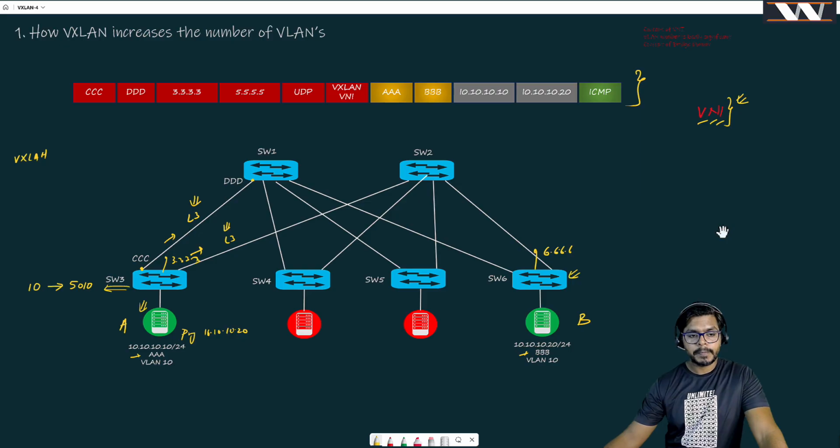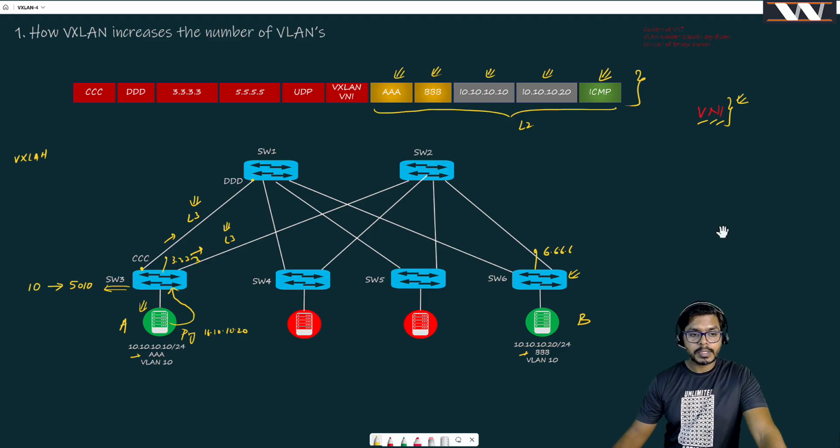This packet will be formed. The host will create the ICMP letter, and the source IP is going to be 10.10.10.10, the destination IP is going to be 10.10.10.20. Source MAC is going to be AAA and BBB is the destination MAC. And this is my layer 2 message, which will be coming out from host A and will be reaching switch 3. And now, what does switch 3 do?